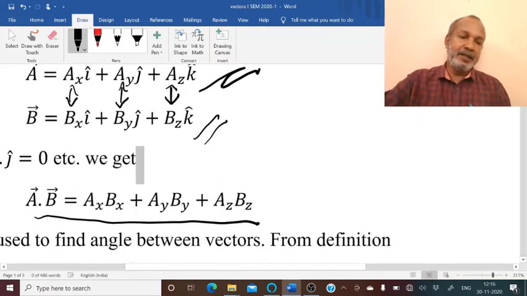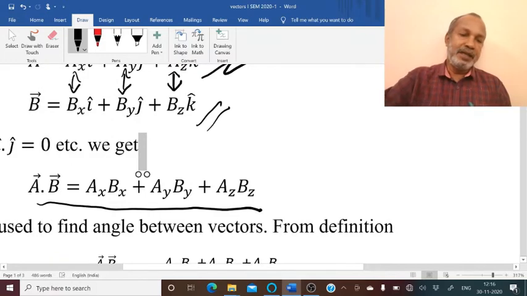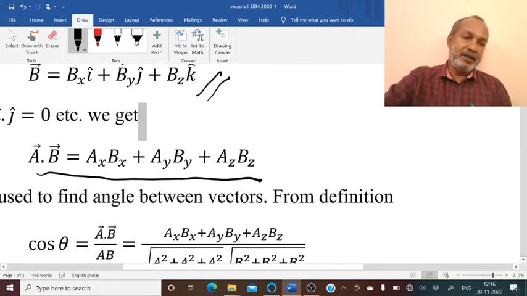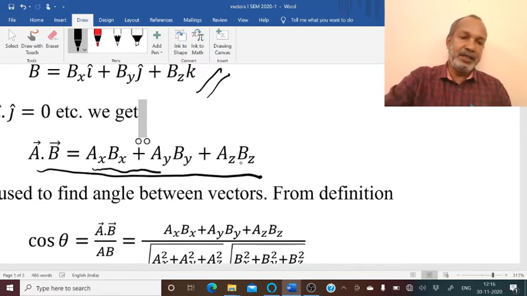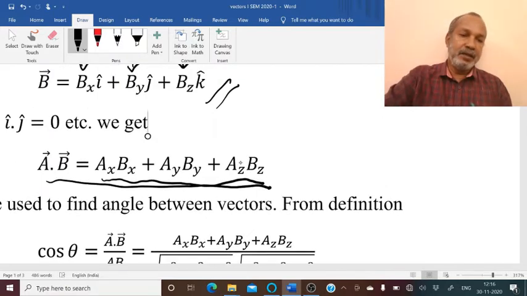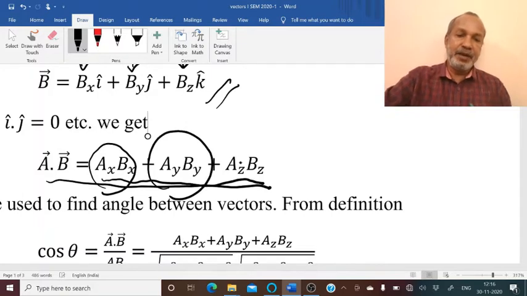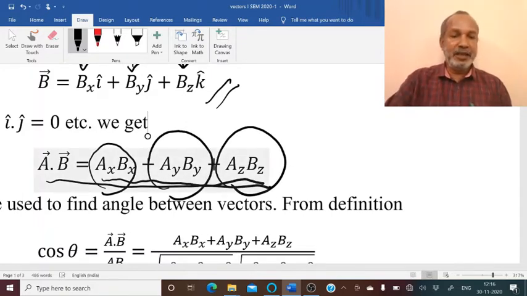And another thing I want to tell you is that here you can see on the RHS there are 3 terms. Actually all of these are scalars. So if you add 3 scalars, you will get another scalar. That's all. And you can see there are no i, j, k on the right hand side. So RHS is not a vector. So A dot B is a scalar.